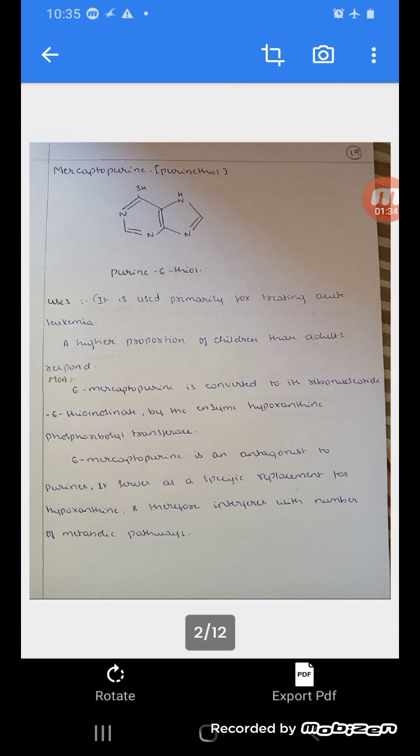Coming to mercaptopurine, it is a purine analog. It is used primarily for treating acute leukemia. A higher proportion of children respond compared to adults. Coming to mechanism of action, 6-mercaptopurine is an antagonist to purine. It serves as a specific replacement for hypoxanthine and thereby interferes with a number of metabolic pathways.